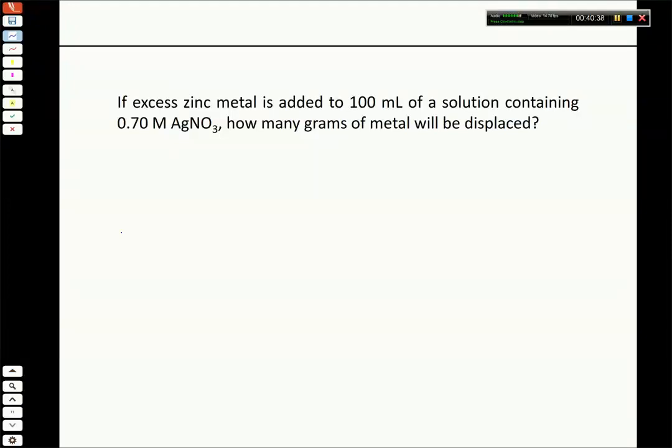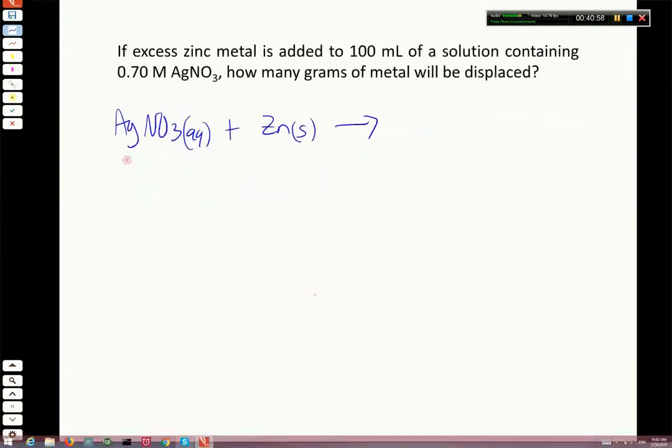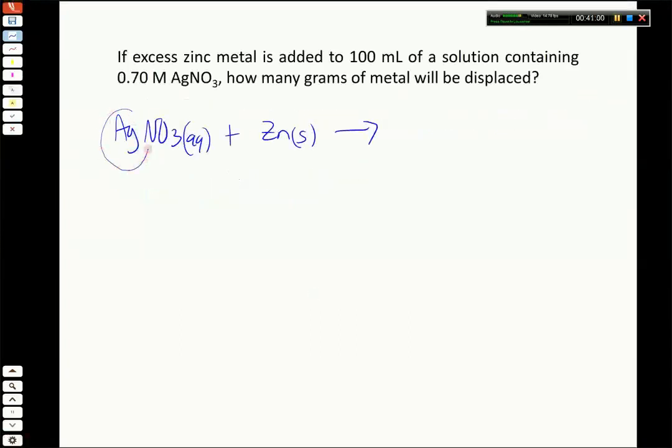When we talk about a displacement reaction, silver nitrate is one of our reactants. We take an ionic compound and add a metal to it. So we're adding zinc metal, just as a pure metal. The products are going to be whatever metal was in an ionic compound on the reactant side, so silver is now reduced to just silver metal. That's the metal that's formed. And then we're going to form zinc.